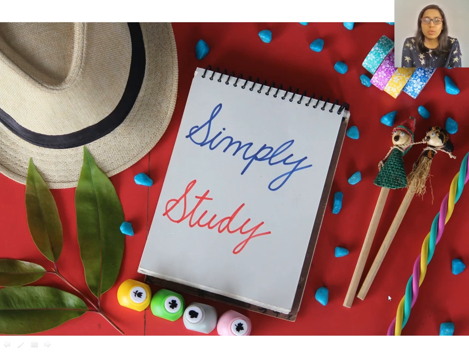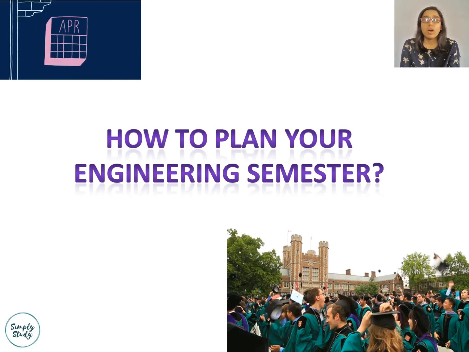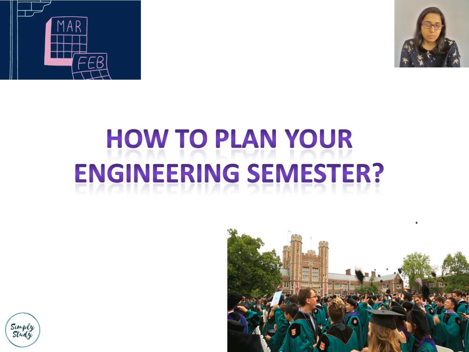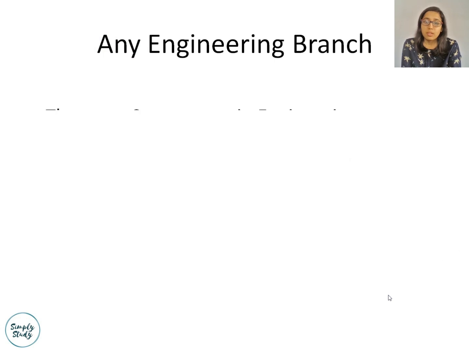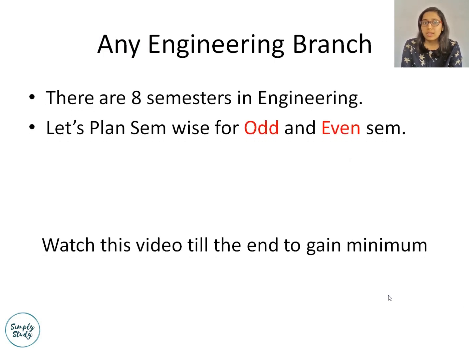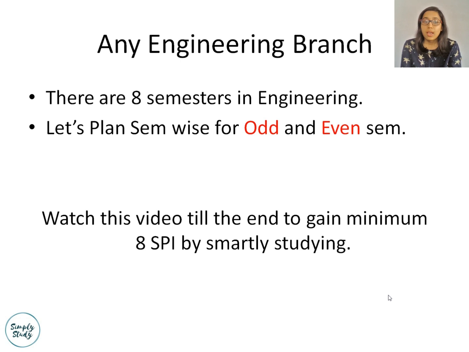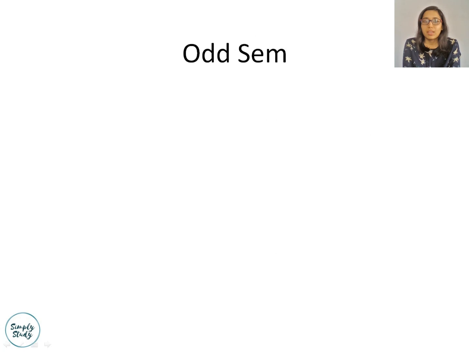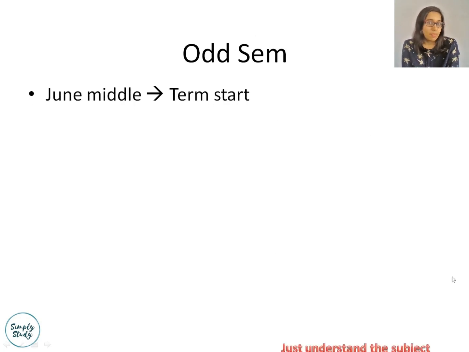So in this video, I'm going to explain how to plan for your engineering semester. Any branch of engineering typically has 8 semesters, and we are going to plan for odd and even semesters. You can watch this video till the end to gain a minimum 8 SPI by studying smartly. So let's start with the odd sem.